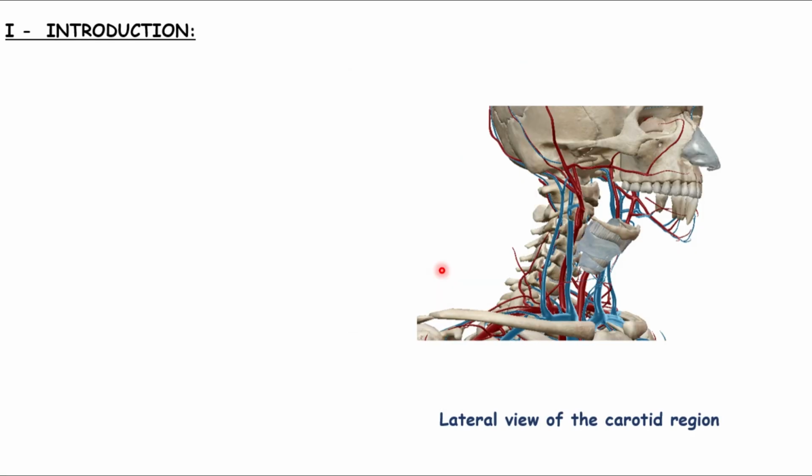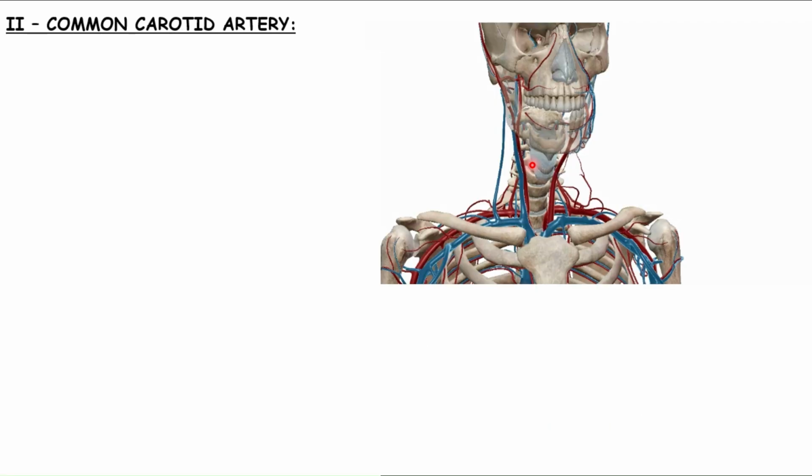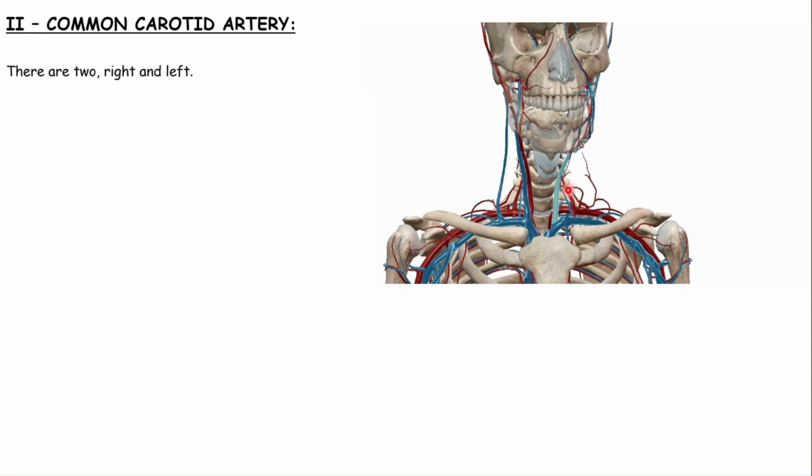The carotid system plays a crucial role, providing arterial blood supply to most of the face, neck, and brain. Let's start by detailing the anatomy of the common carotid arteries. There are two common carotid arteries: right and left.